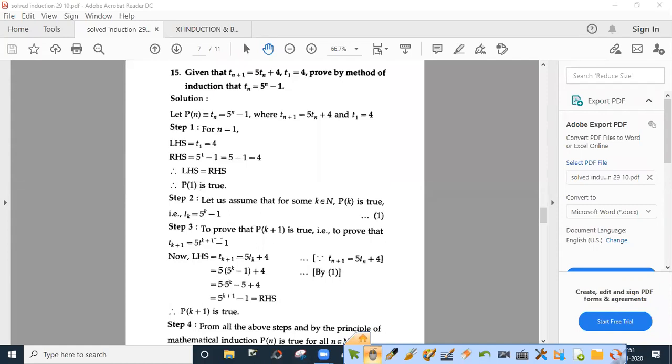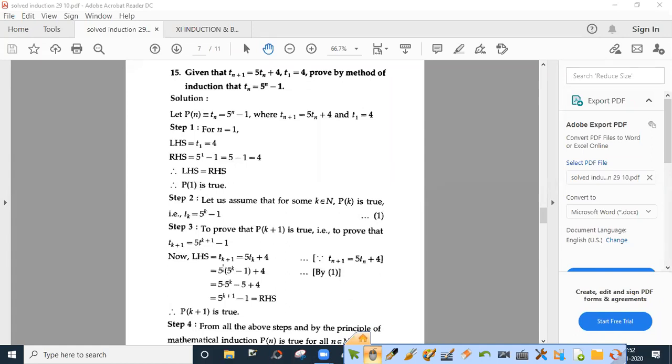In step 3, we say that we have to prove now that P of k plus 1 is true. That is to prove Tk plus 1. Here, Tk plus 1 is nothing but 5 raised to k plus 1 minus 1.